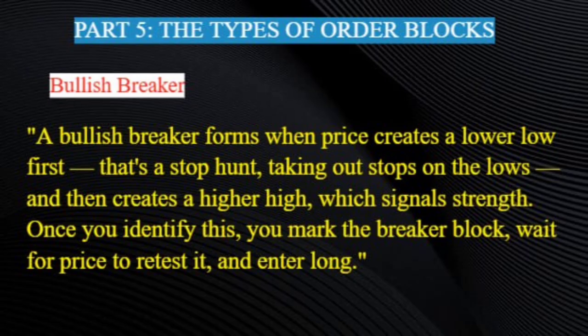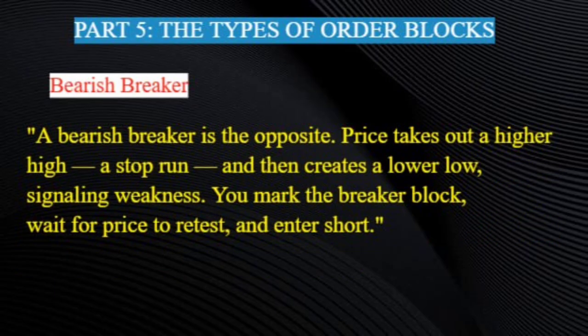Bullish breaker. A bullish breaker forms when price creates a lower low first, that's a stop hunt, taking out stops on the lows, and then creates a higher high, which signals strength. Once you identify this, you mark the breaker block, wait for price to retest it, and enter long. Bearish breaker. A bearish breaker is the opposite. Price takes out a higher high, a stop run, and then creates a lower low, signaling weakness. You mark the breaker block, wait for price to retest, and enter short.